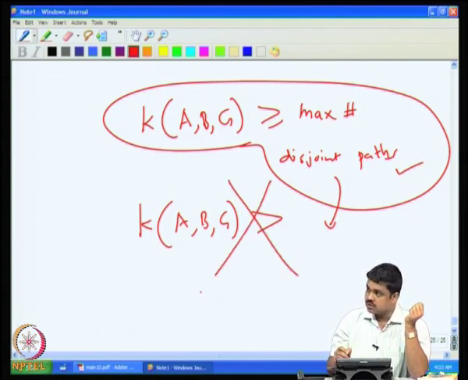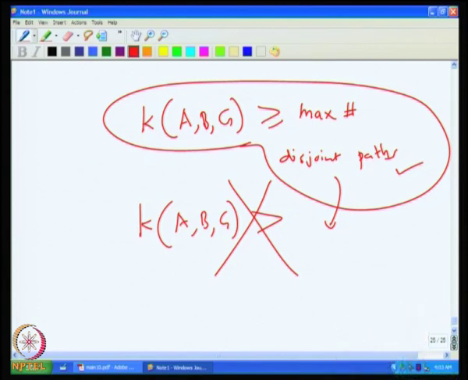In other words, this is what we want to show. Suppose this is the cardinality of the minimum separator of A and B. Then we want to show that there exist this many disjoint paths between A and B.